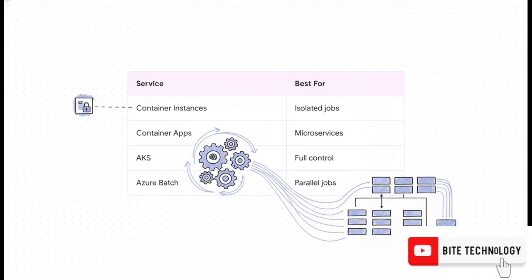What if you need full enterprise control, like running heavy AI models across thousands of nodes? Then AKS, or Azure Kubernetes Service, is the answer. And for massive, parallel data processing, you're going to want Azure Batch.